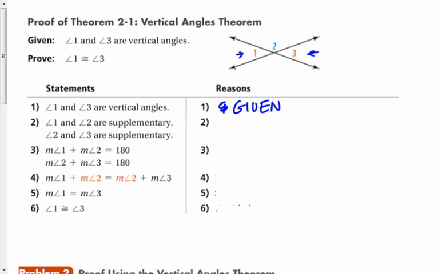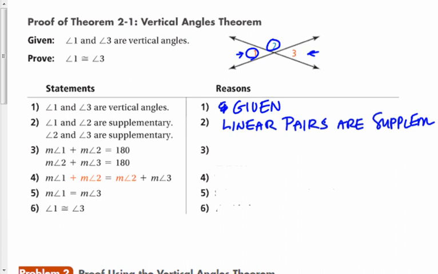And we're going to say, right now, eventually we'll just say linear pairs, but we need to know that every time you have a linear pair, they will be supplementary. So we'll say linear pairs are supplementary. All right, and then step 3, it says the measure of angle 1 plus the measure of angle 2 equals 180. That's these two added up, they equal 180. Measure of angle 2 plus the measure of angle 3 also equal 180. And that's by the definition of supplementary angles.